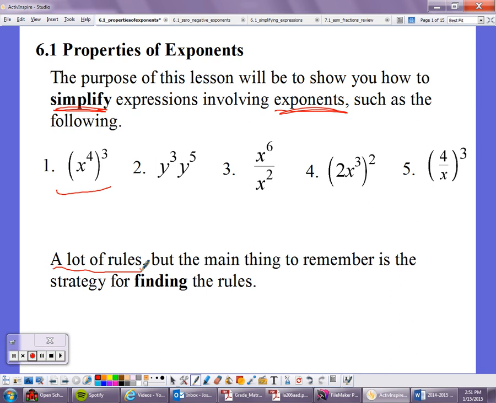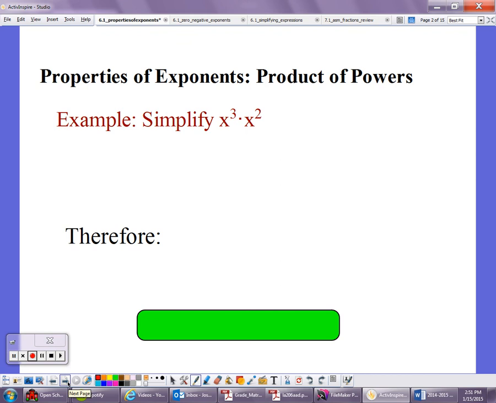the main thing you want to be able to do is remember the strategy that I use for finding the rules. This is a strategy that I'll employ each time. If you can remember that, you'll be able to figure out the rules yourself even when you forget them, which you will because everybody does. Okay, so this is the first one I'm going to look at. The first rule is called the product of powers.